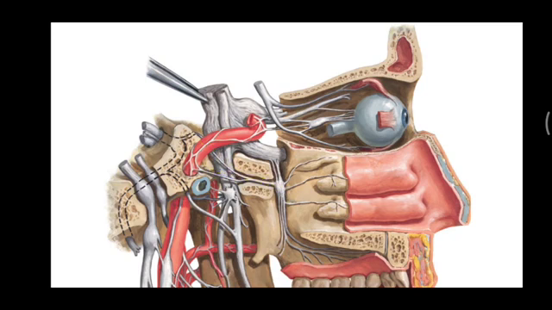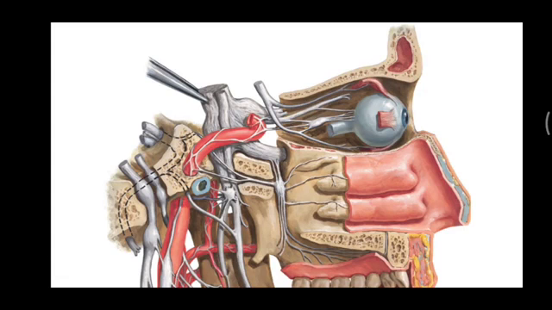And the next, the adjacent structure is the trigeminal ganglion, which is lying over here. The internal carotid plexus provides communicating branches to the trigeminal ganglion and to the third, fourth, fifth and sixth cranial nerves in the cavernous sinus.